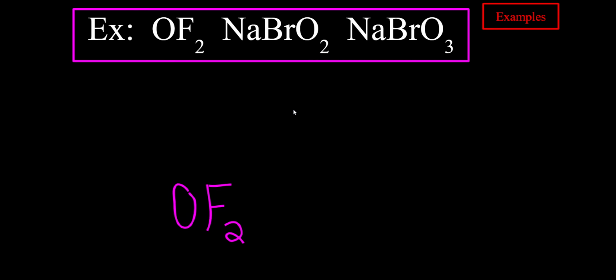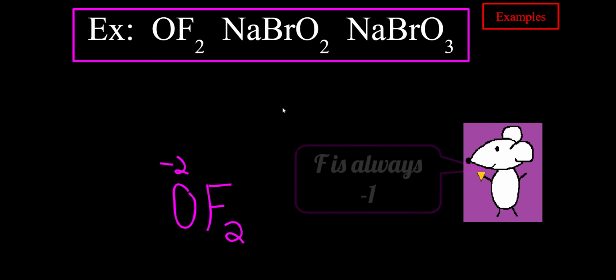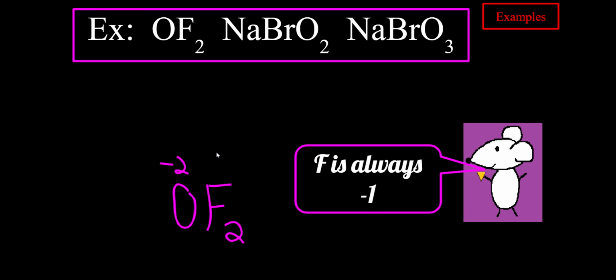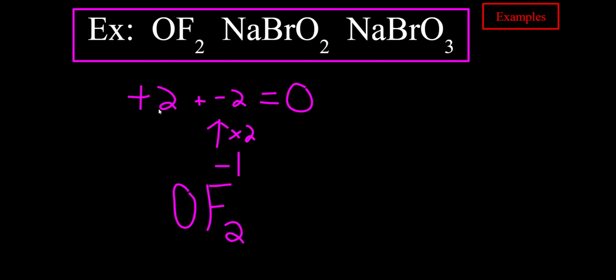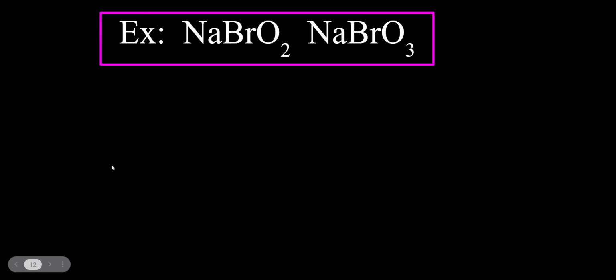Now, let's go over oxygen difluoride. Well, oxygen's a -2. And, oh, thank you. Yes. Fluorine's always -1, so that can't be correct. And then I'm going to multiply that by 2. The overall charge of this compound is going to be 0. So oxygen, in this case, its oxidation state will be +2.